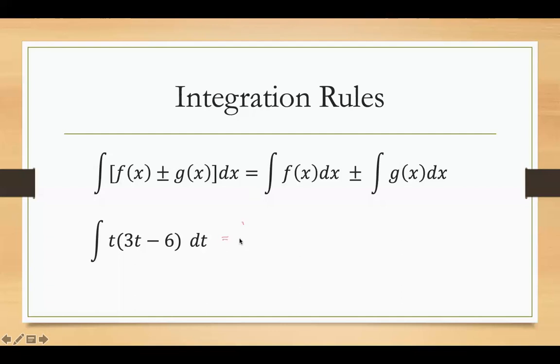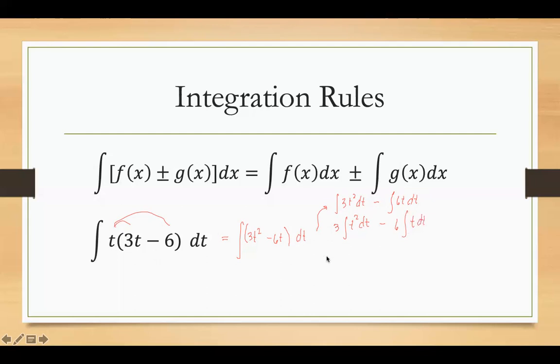Perhaps we can distribute t to every expression inside. So this will be 3t squared, then minus 6t, then dt. We can just distribute it. Afterwards, we can apply the theorem. So this will be the integral of 3t squared dt minus the integral of 6t dt. Earlier that was plus, this time it is minus. So we can apply the earlier theorem. This will be 3 times the integral of t squared dt minus 6 times the integral of t dt.